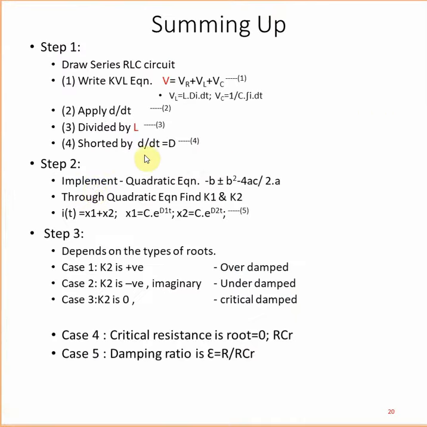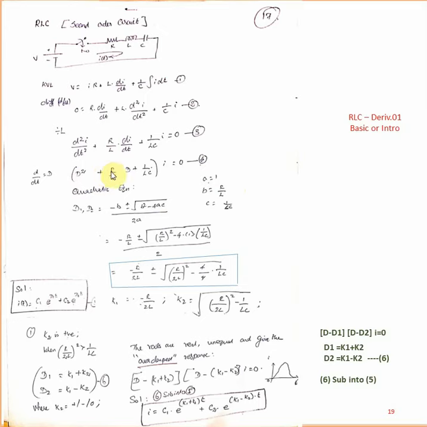Then step 2, implement the quadratic equation. This is the formula: minus b plus or minus root of b squared minus 4ac, divided by 2a. A, B, C I needed. From the fourth equation, I will get A, B, C. What is A? 1. B is R by L. C is this term. So substitute A, B, C in that quadratic equation. I substitute the B value, B squared minus 4 into A value and C value, divided by 2 into A. A is 1.